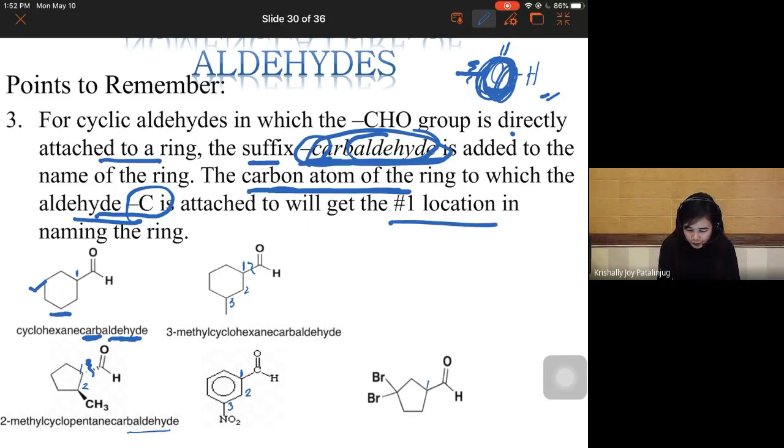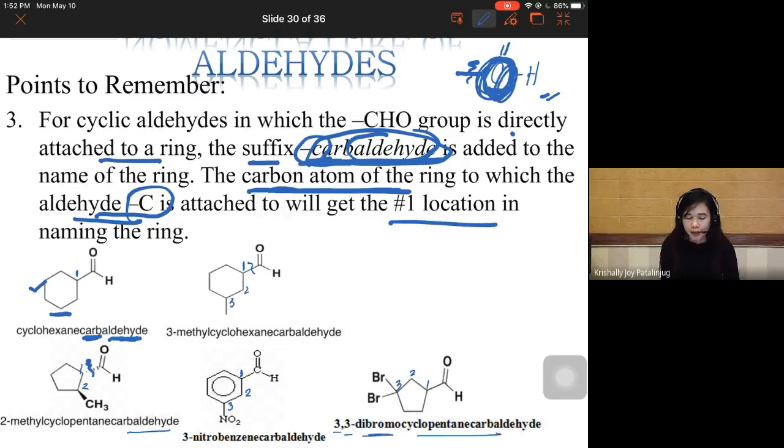So this is carbon 1, 2, 3. The cyclic alkane is cyclopentane, because it has five carbons. At its carbon 3 there are two bromo. So 3,3. You give a location to each substituent. So 3,3-dibromocyclopentanecarbaldehyde.